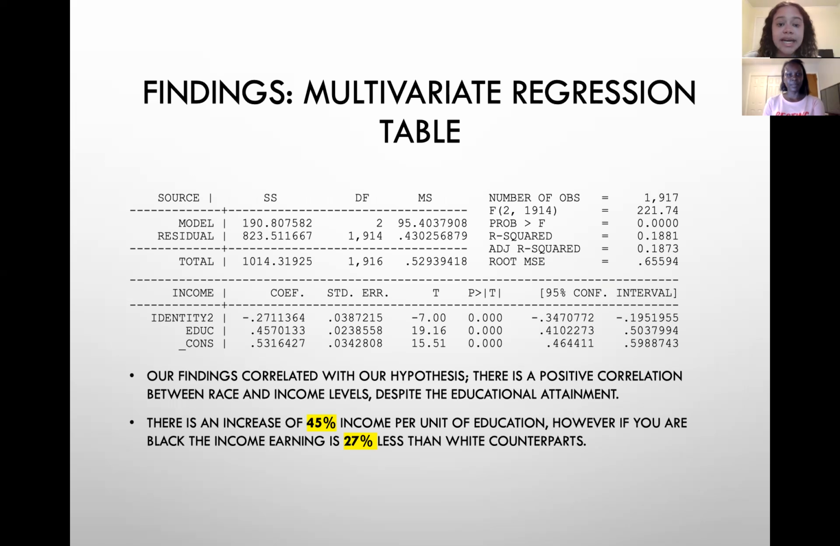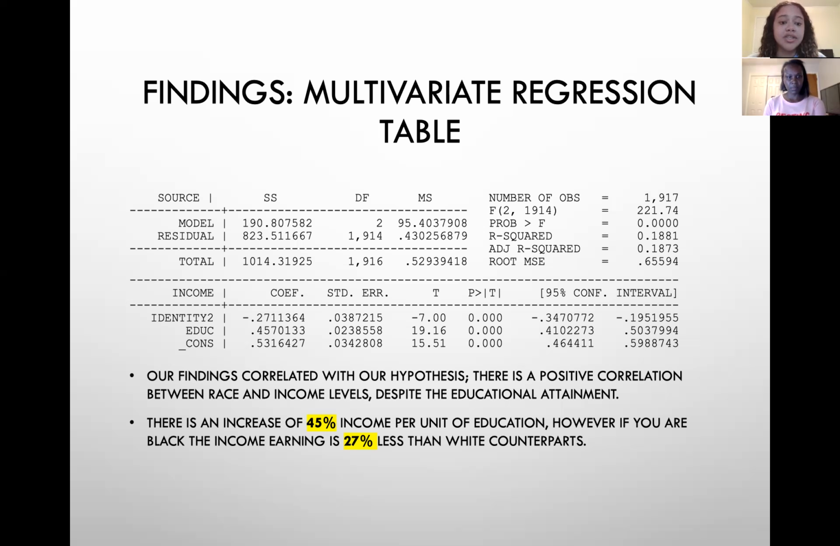So for our findings, we decided to utilize the multivariate regression table because we're examining more than just 2 variables, and it's important to look at all 3 of them together to understand their effect. So if you look down at EDUC, which is the variable that we utilized for education, you see a 0.457 increase. And so that means as each of our units goes up, so from one of our categories to the next, you see a 0.457, which is a roughly 46% increase in income for individuals with higher education.